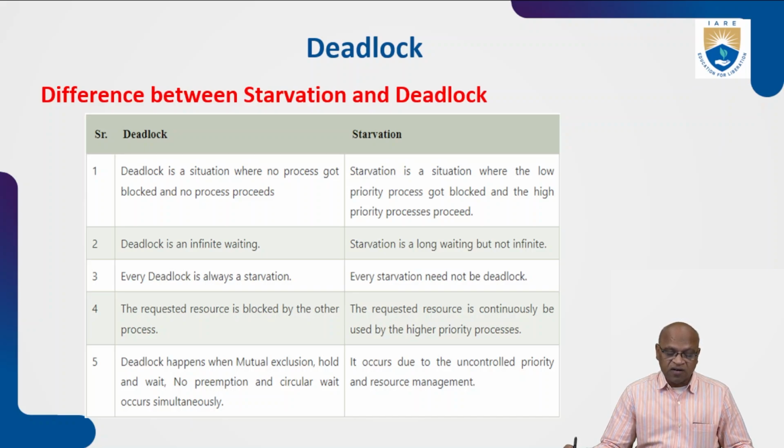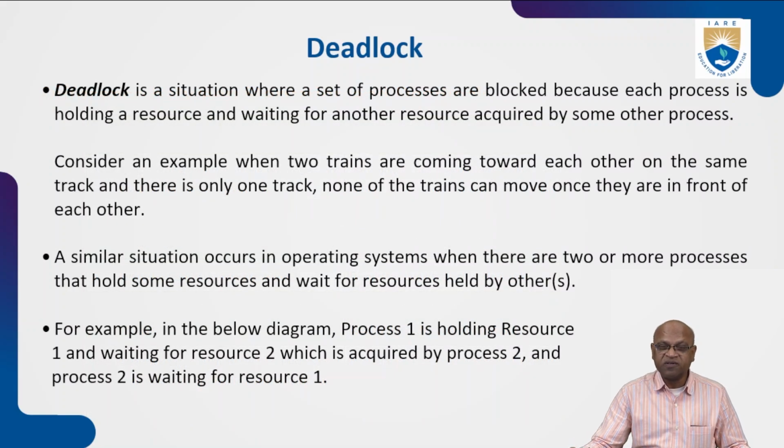Every deadlock involves starvation, but every starvation need not be a deadlock. The requested resource is blocked by another process, or continuously used by a higher priority process. Deadlock happens when mutual exclusion, hold and wait, no preemption, and circular wait occur simultaneously. Starvation occurs due to uncontrolled priority and resource management. That's the difference between starvation and deadlock.